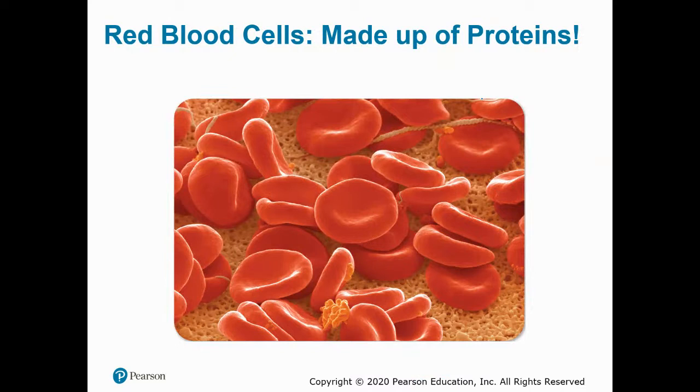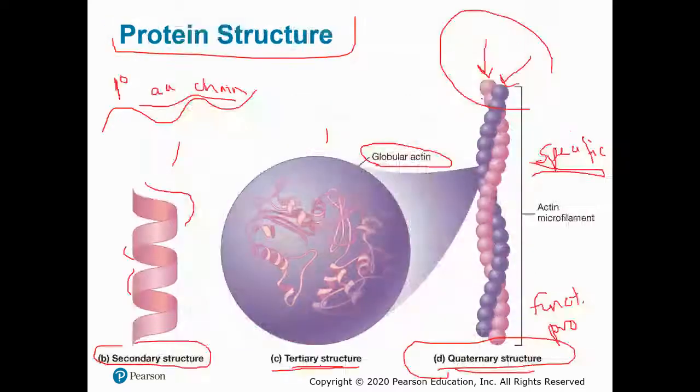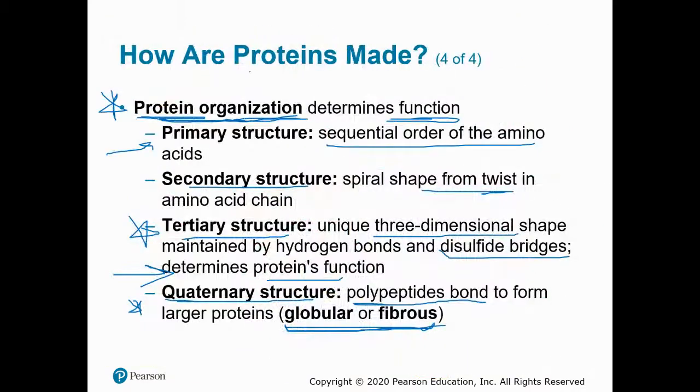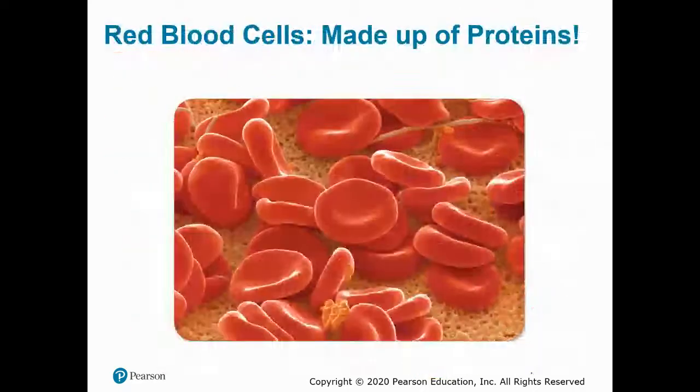Red blood cells are made up of proteins. So these are globular. This is at that quaternary globular shape, right? Your red blood cells, for example.